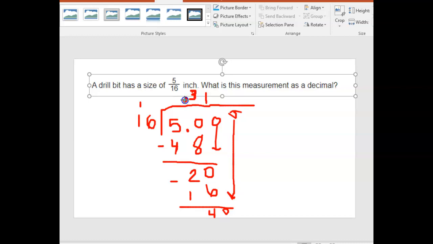Now, here's the thing. If I want to put this in my calculator and see what this is as a decimal, I would just punch in 5 divided by 16. Okay, so either way, we can do it the no calculator way, do long division, or we can do it the calculator way and find out the decimal by doing division.